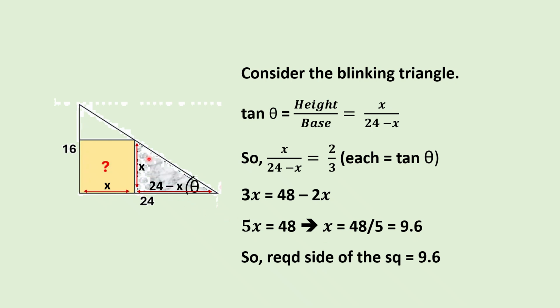From this blinking right angle triangle, we got x by 24 minus x as tan theta, and taking the full right angle triangle, we got 16 by 24 or 2 by 3 as the value for tan theta. Now if we equate both the values, we get each side of the square, the value of x, as 9.6 units. That was the first method using trigonometry. But if you don't know trigonometry, there are two more methods.